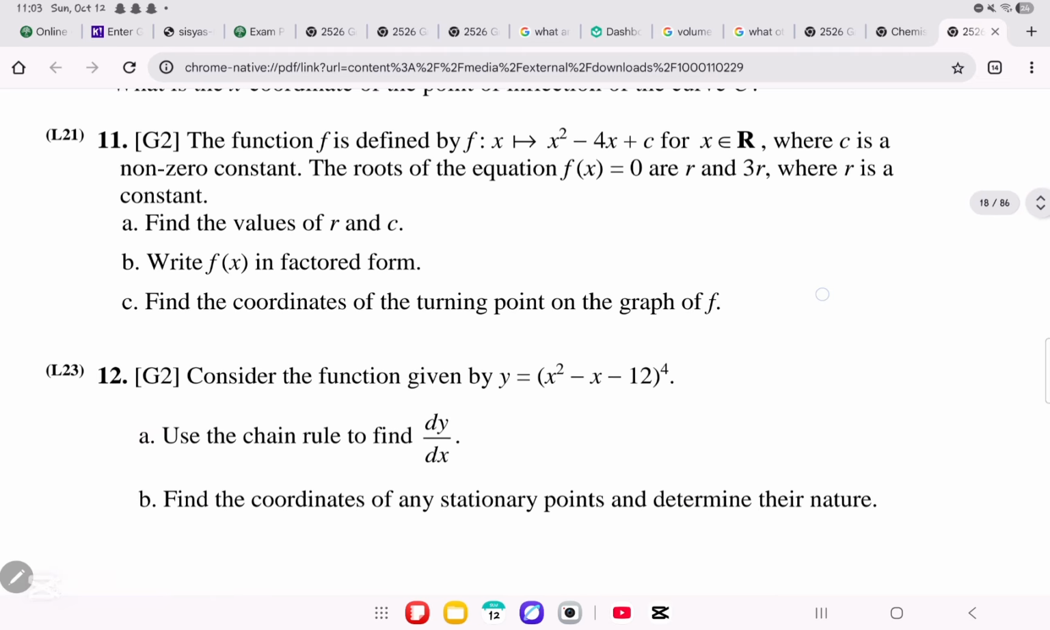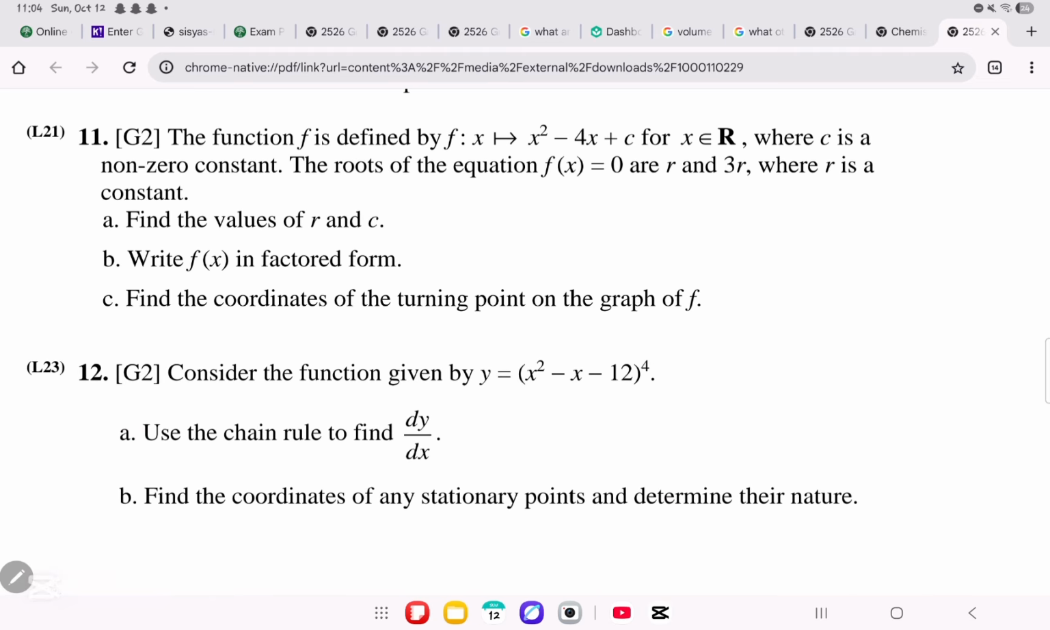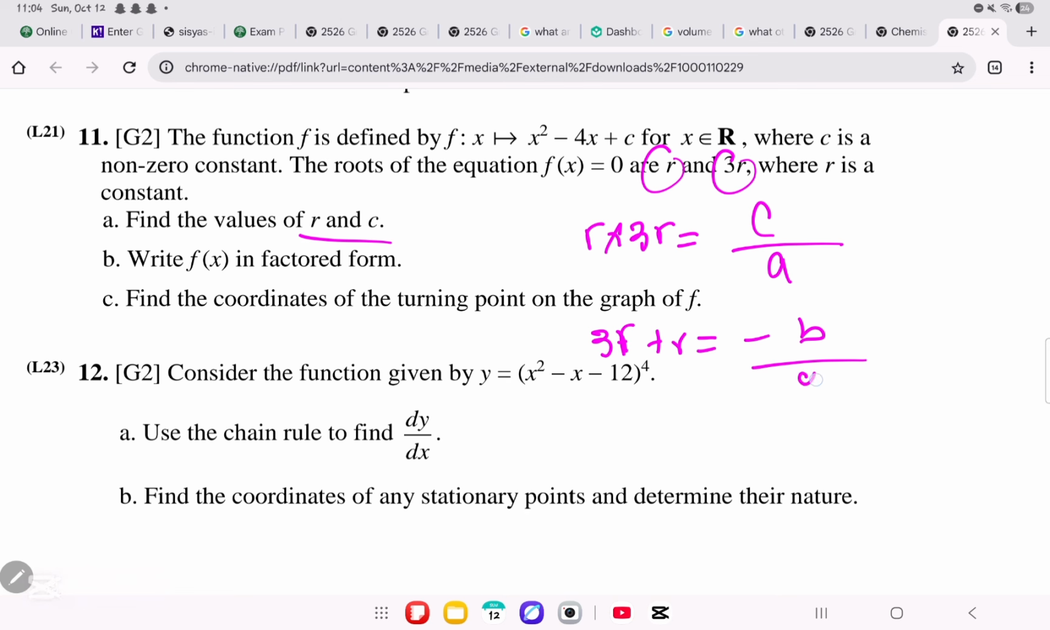Pretty much it. 11. Function f is defined by this. I think we solved something like this similar in the quiz, right? So they want the values of r and c. R are the roots, and we know that the roots multiplied to each other is c over a. The roots added to each other is minus b over a. So we start with added to each other because we have the value of b.